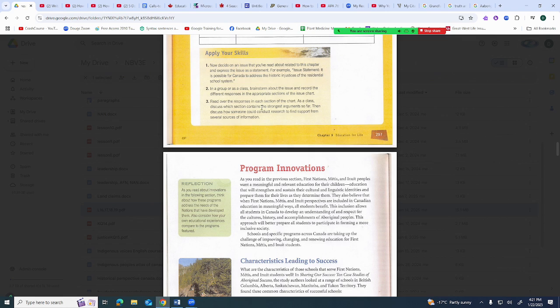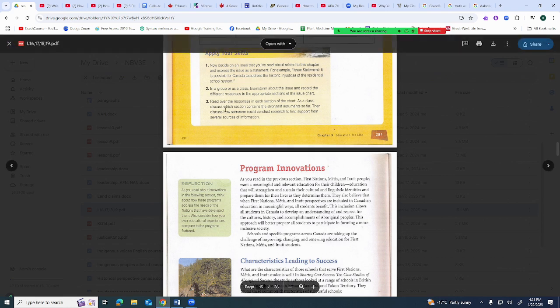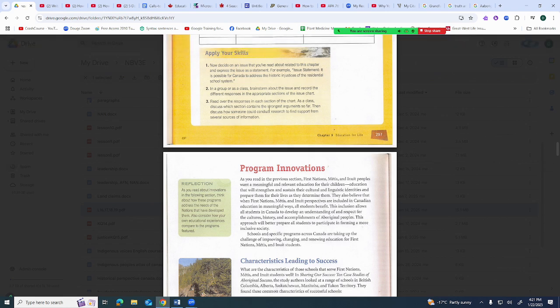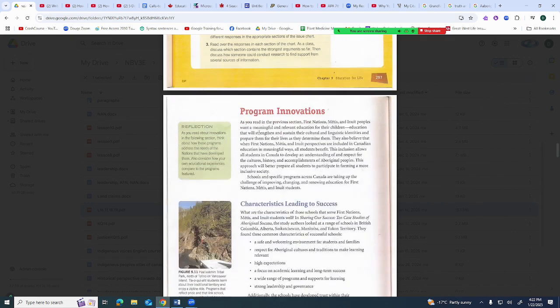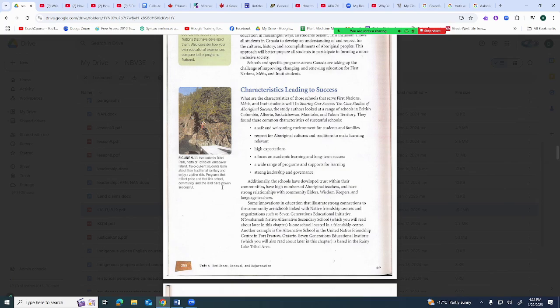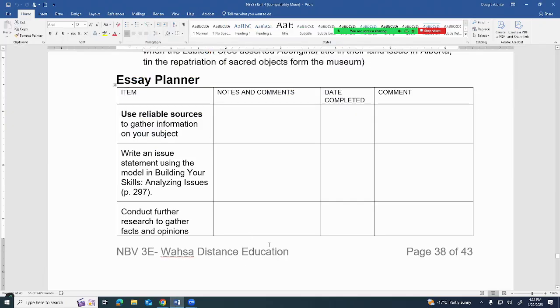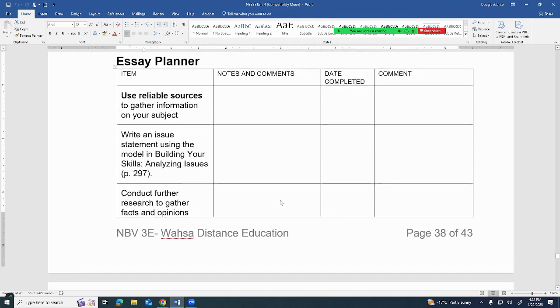Read over the responses in each section of the chart. Discuss as a class which section contains the strongest arguments so far. Then discuss how someone could conduct research to find support from several sources of information. All right, so that's what would go here in the notes and comment section, right? Write an issue statement. So this is building your thesis, right? Your issue statement is basically your thesis.